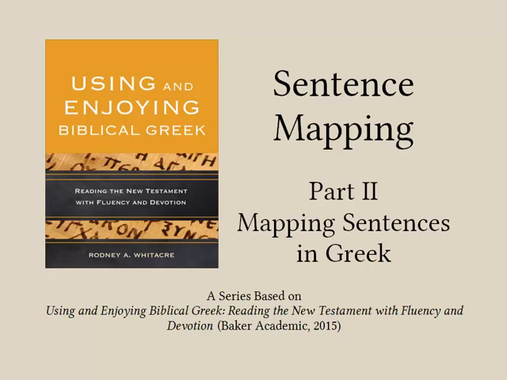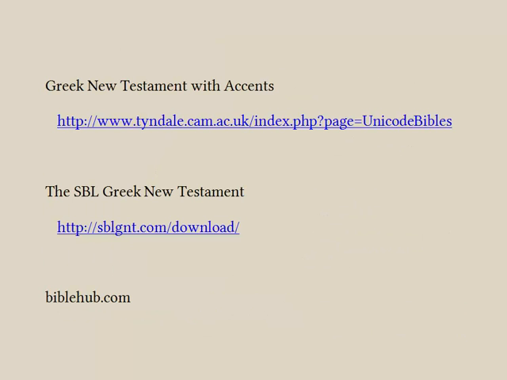The first step is to obtain a copy of your passage in Greek. If you don't have a software program for that, then there are copies on the web. If you want to get a copy of the Greek New Testament to have on your computer, one good option is the Greek New Testament with Accents from Tyndale House, the Biblical Research Library in Cambridge, England. Another option is the SBL Greek New Testament. If you simply want to copy and paste a particular passage, then Bible Hub is a convenient source, and it has the SBL Greek New Testament. In the video on chunking and scanning sentences, I go over using these resources in more detail.